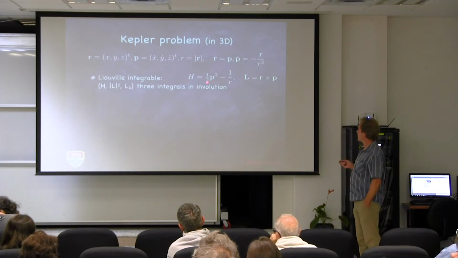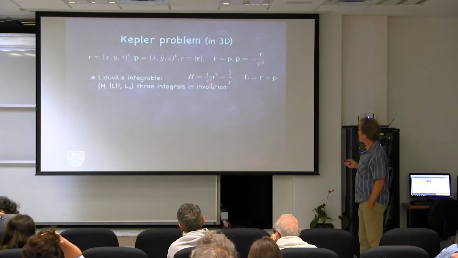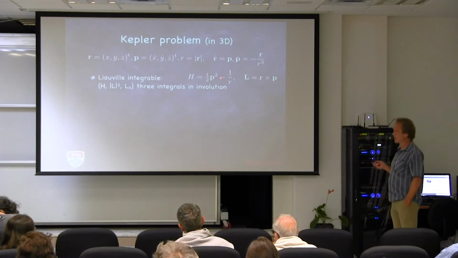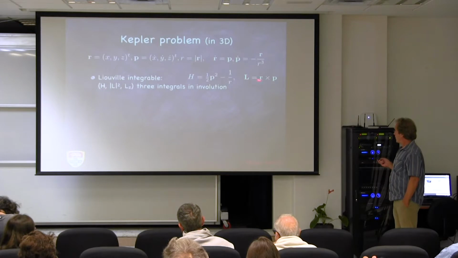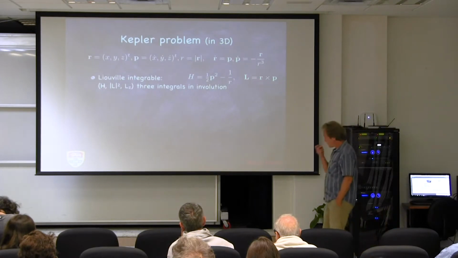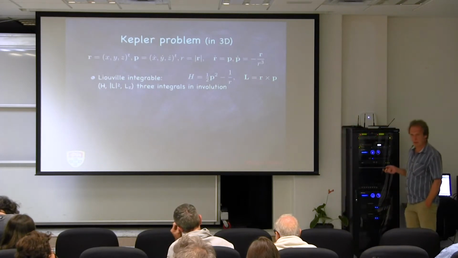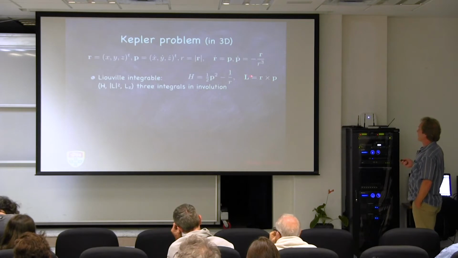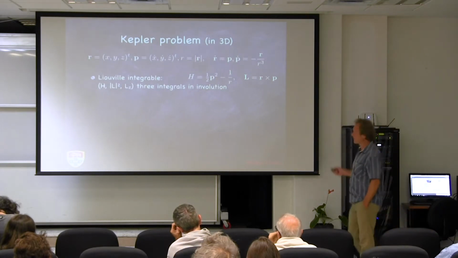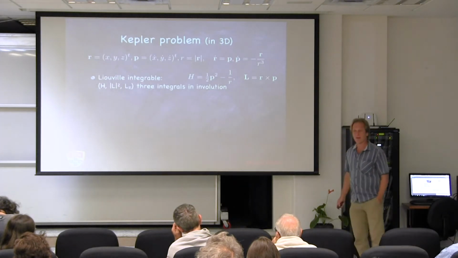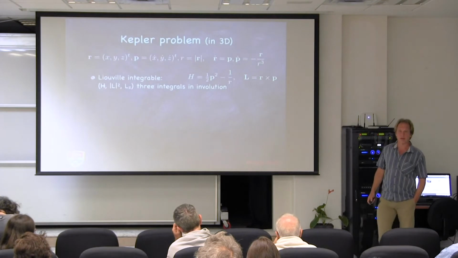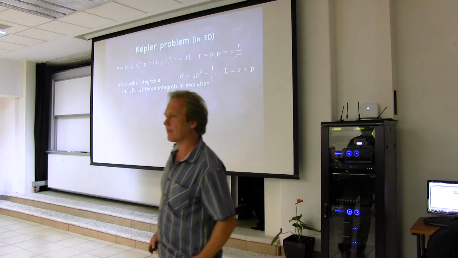And the integrals are the Hamiltonian, which is kinetic plus potential energy. And then there is angular momentum, which is the cross product of R and P. And that's easy to see. You should compute this in your head now, that L dot is R dot cross P plus R cross P dot. And because R dot is P and P dot is proportional to R, this is 0, right? So each component of L is a constant.